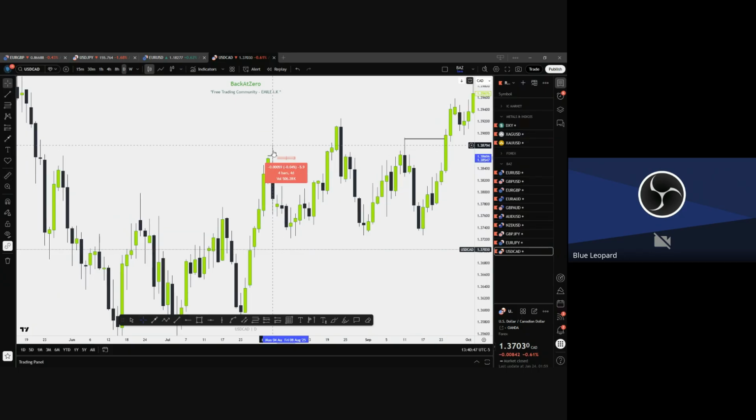It did not break out. It faked out, but we broke out on the opposite side. This is a strong confirmation that we should go on the other side. And what did price do next? Bearish.